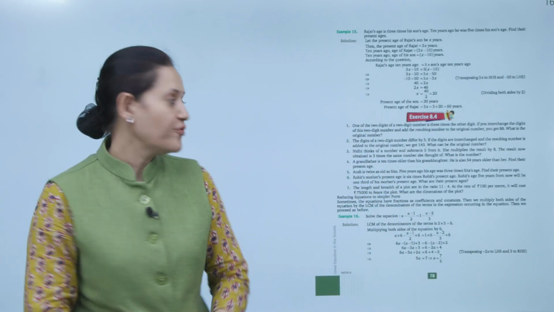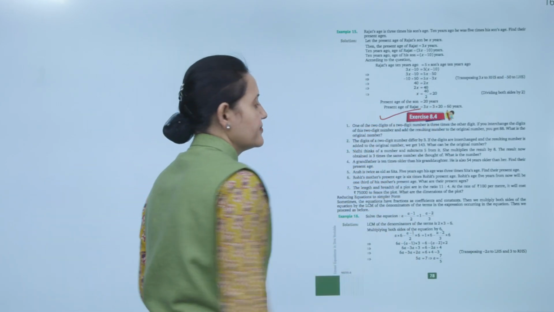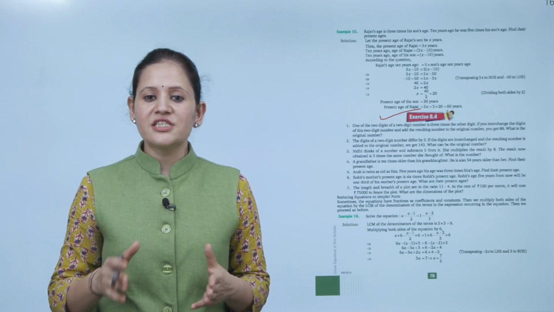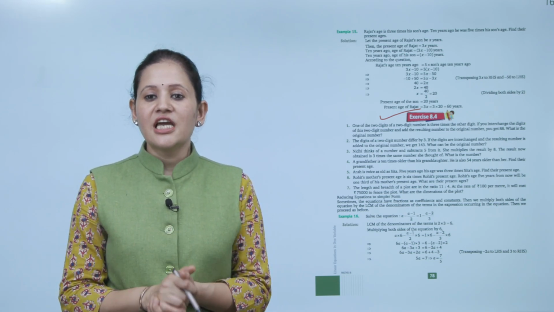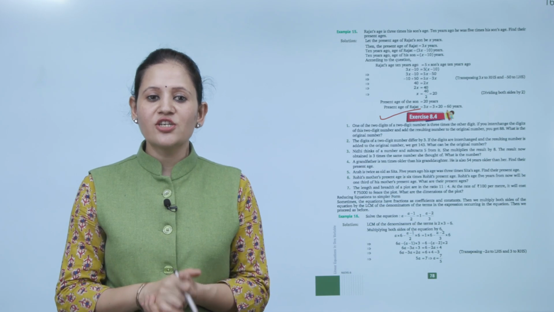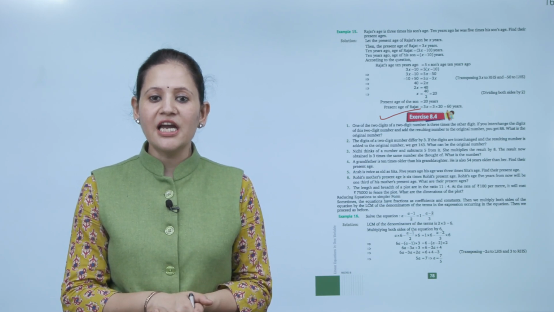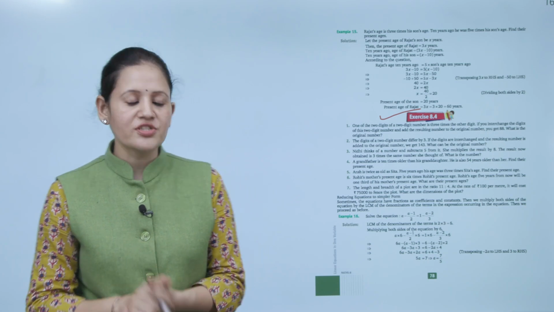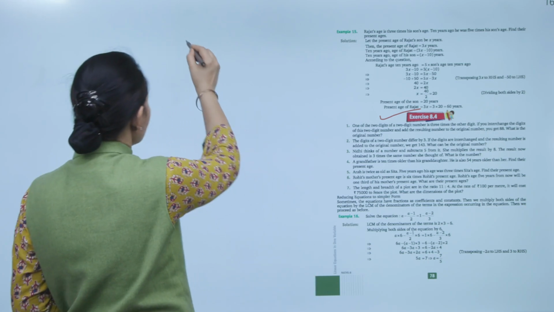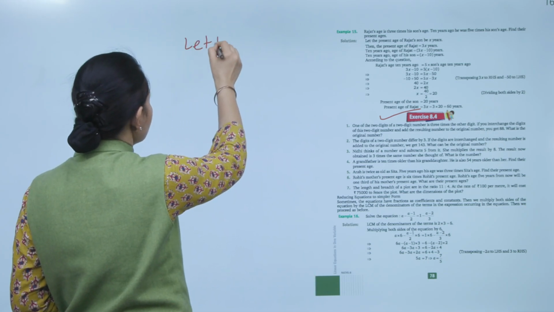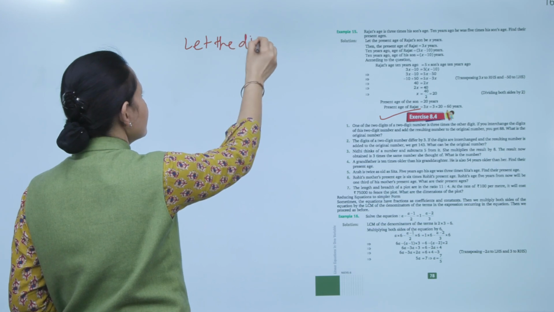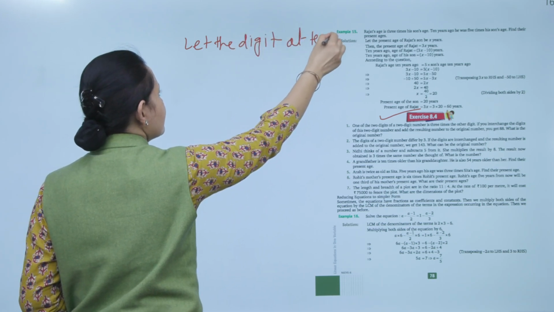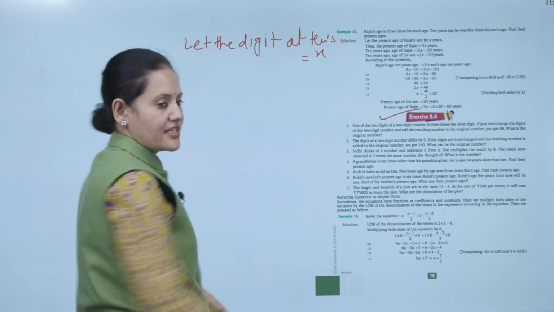Next is exercise 8.4. One digit of a two-digit number is 3 times the other digit. If you interchange the digits of this two-digit number and add the resulting number to the original number, you will get 88. What is the original number? Suppose the digit at the tens place is x.